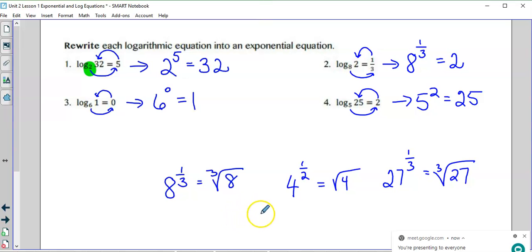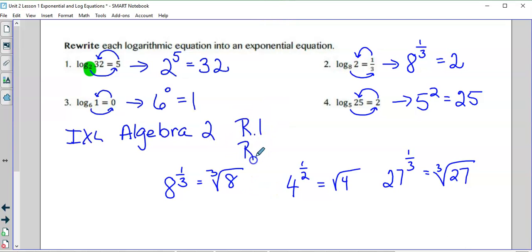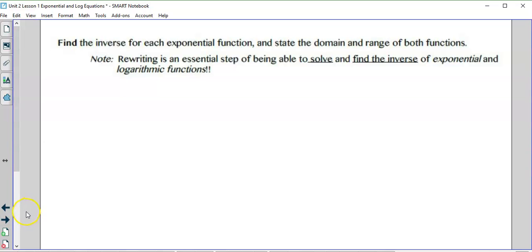If you have trouble with this, because you have to know how to rewrite the exponentials as logs and vice versa, I have 2 IXLs I can recommend to you. These are not required, but you could go to IXL, go to the Algebra 2 section. And again, these aren't required. You can try R1 and R3. These are both really good resources just for practicing converting from log to exponential and vice versa. It is essential that you know how to rewrite these before you find the inverses. Okay, and that's what that says right there.